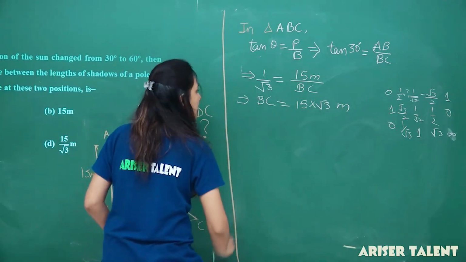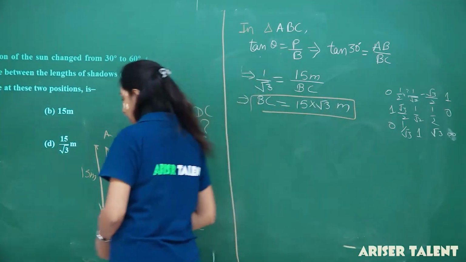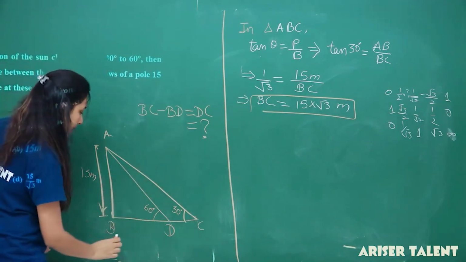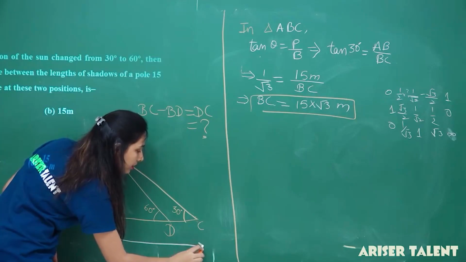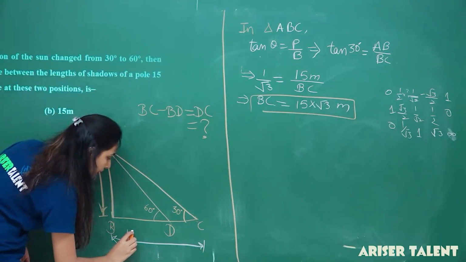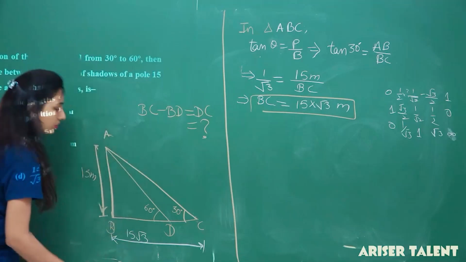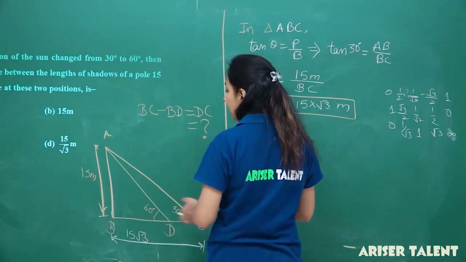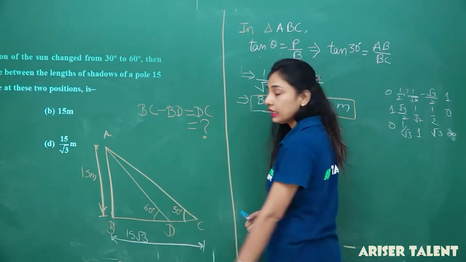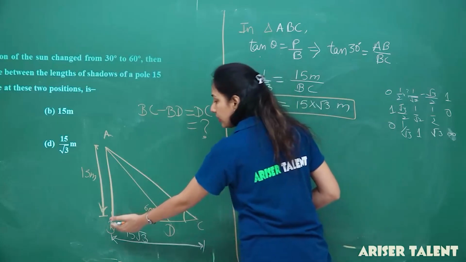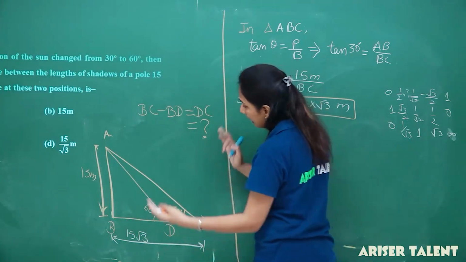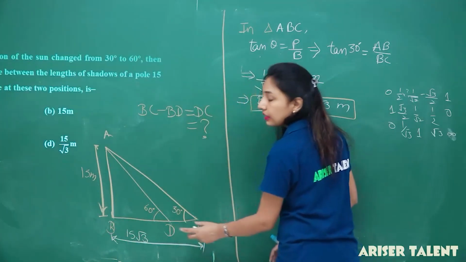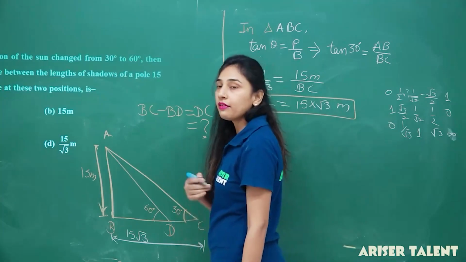Now I can easily say that the value of BC is 15√3 meters. Now I will take the other remaining triangle, the triangle ABD, so that I can find the value of BD, and then simply subtract this BD from BC to get DC, and I'll have my required answer.